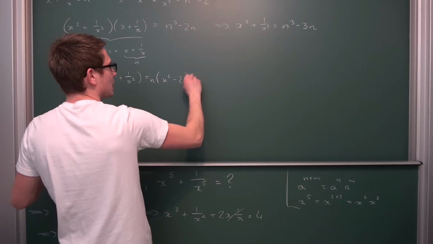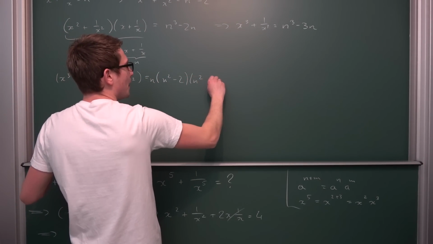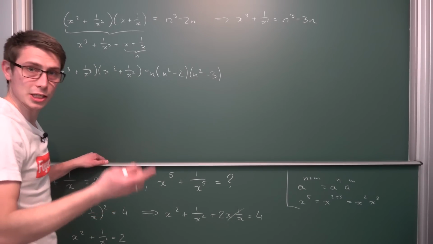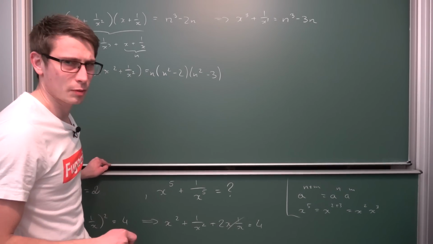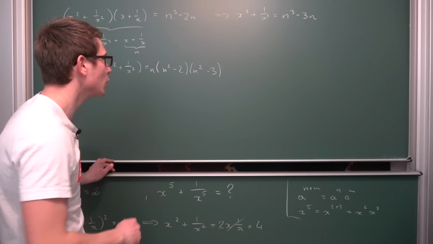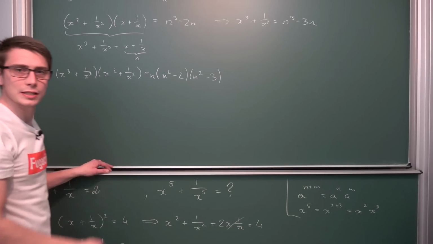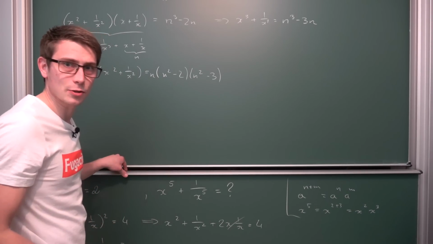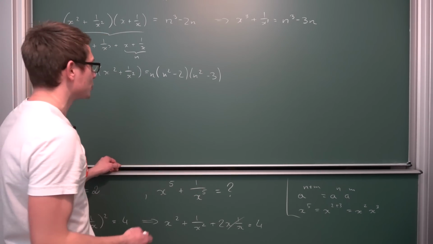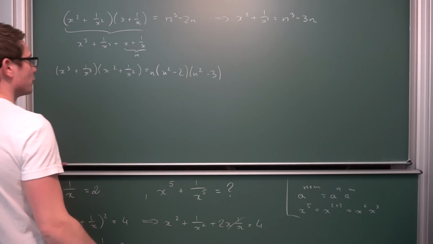So n times, then we're going to get n squared minus 3. So here's a nice pattern that is going to pop up. And you can probably generalize this even more to some arbitrary power instead of x to the 5th power plus 1 over x to the 5th power. I leave this up to you to solve as an exercise to the viewer.